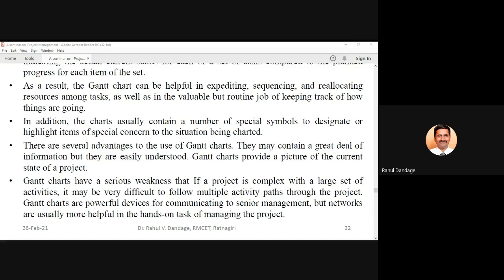The Gantt charts are powerful devices for communicating to senior management, but networks are usually more helpful in the hands-on task of managing the project. So sometimes there is a debate upon whether the Gantt charts are more useful or the network diagrams are more useful. In a way, both are very useful techniques. Gantt charts are also very useful. They are providing us the entire schedule and also helping us to keep track of how things are progressing, how the project is progressing.